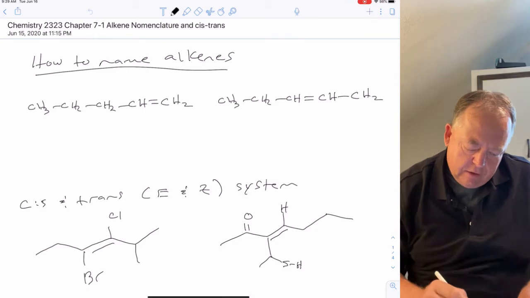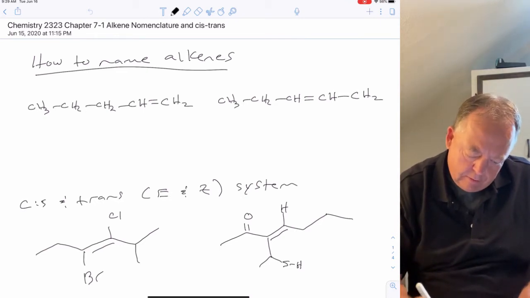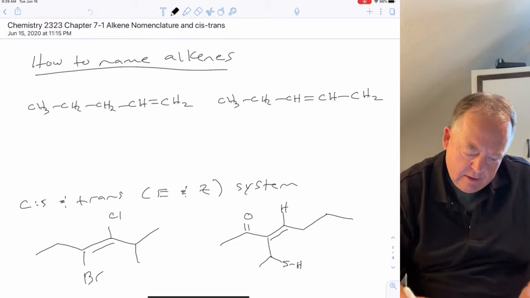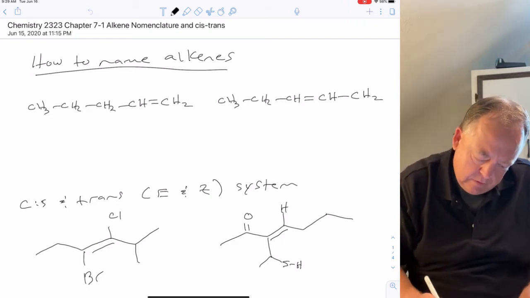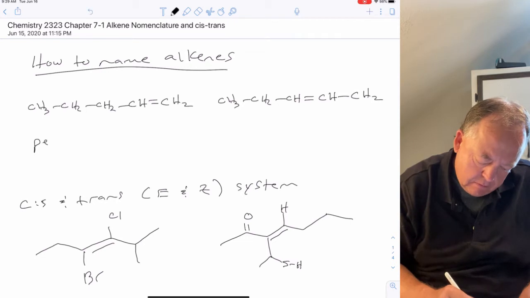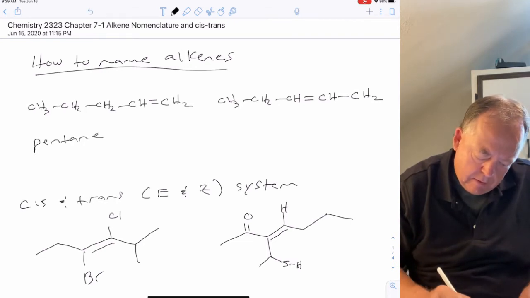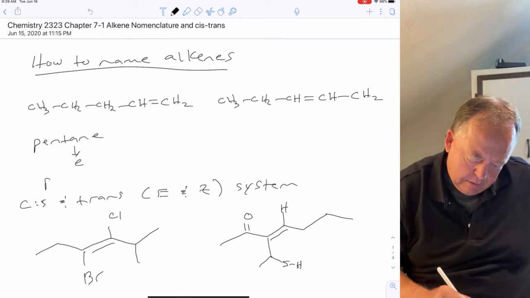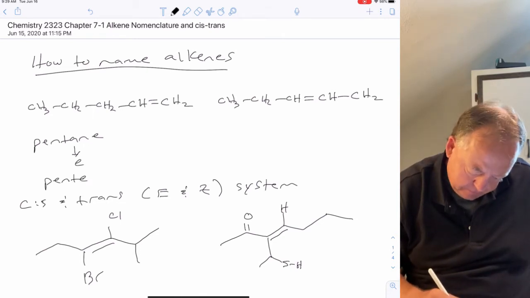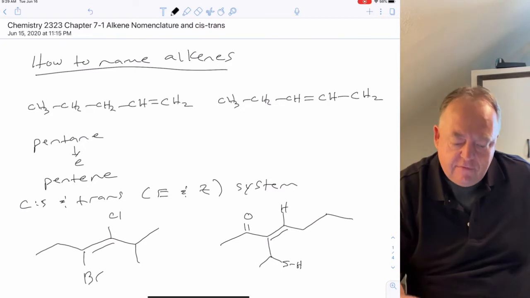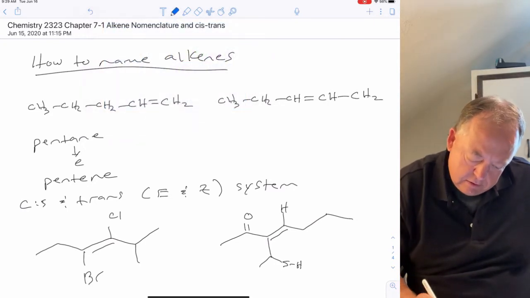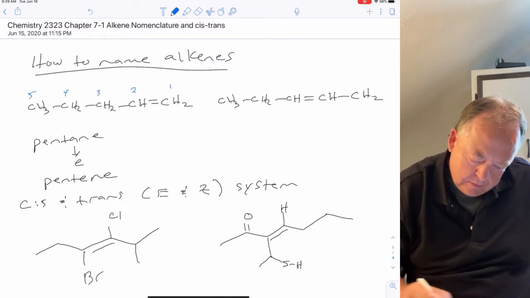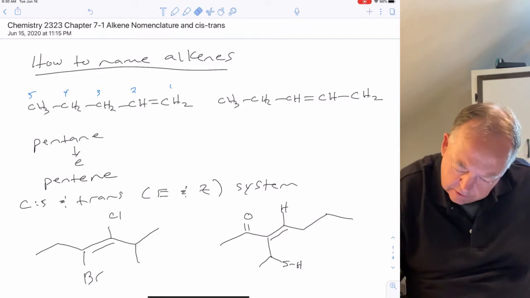If we take these two molecules to start with, they're both 1, 2, 3, 4, 5 carbon chains, so they would be pentane derivatives. To name a molecule as an alkene, take the alkane parent and change the A ending to an E. So it would be a pentene. But then we need to specify where the double bond is. We would number the molecule to keep the alkene as low as possible. I'm sorry, there should be a CH3 there.